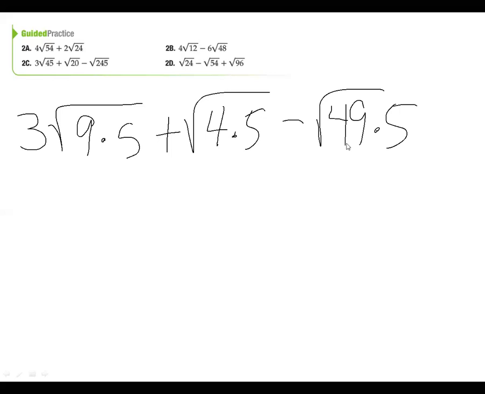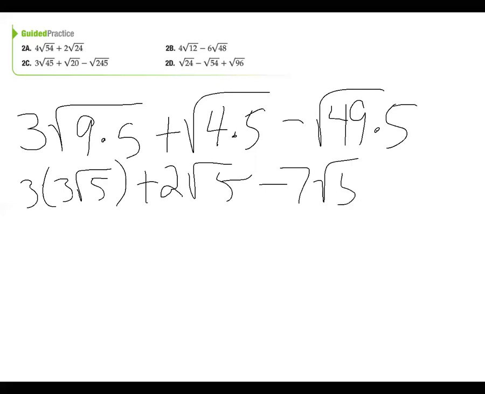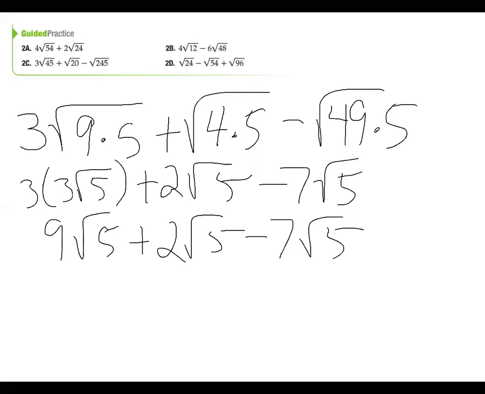Perfect square. Boom. Okay, so you get 3 times 3 square root 5 plus 2 square root 5 minus 7 square root 5. So you'd have 9 square root 5 plus 2 square root 5 minus 7 square root 5. 9 and 2 gives me 11, minus 7 would give you 4 square root of 5. Okay? All right, last one here.